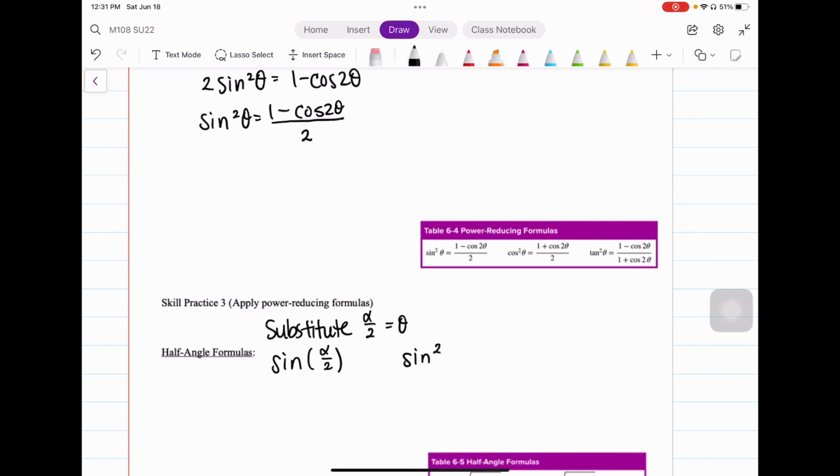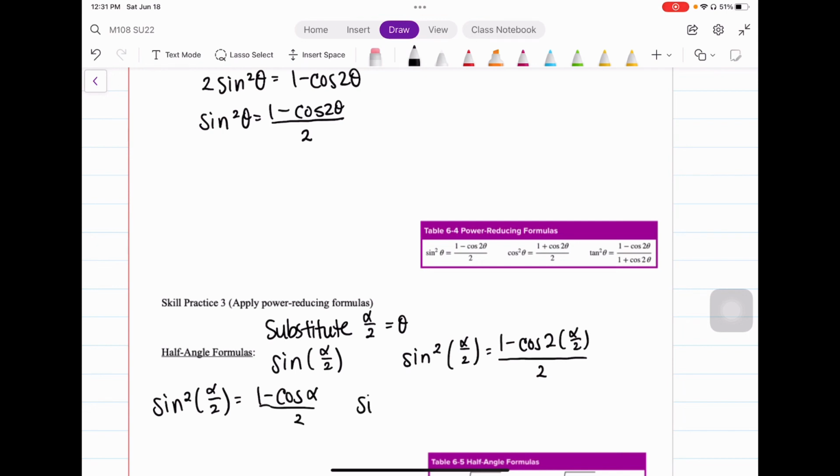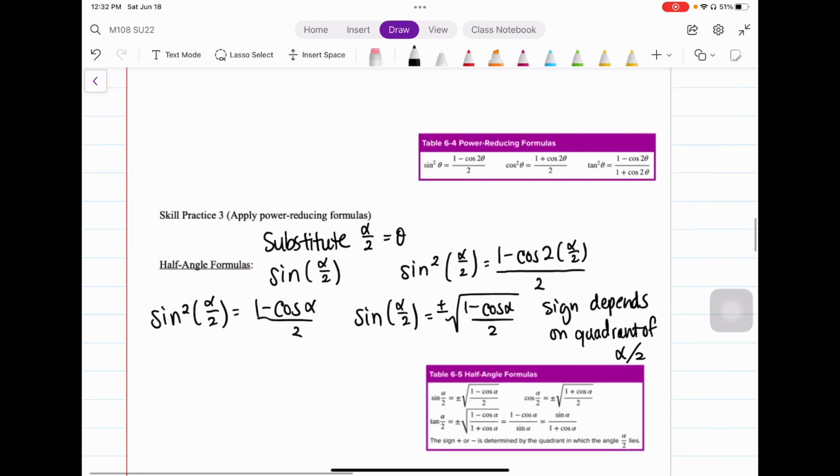Starting with our power reducing formula, we have sine squared of alpha over 2, that's equal to 1 minus the cosine of 2 times alpha over 2, those 2's are going to cancel, divided by 2. That gives us the sine squared of alpha over 2 is equal to 1 minus the cosine of alpha over 2, and then we can square root that. That means that the sine of alpha over 2 is equal to the square root of 1 minus the cosine of alpha over 2, both positive or negative depending on the quadrant. Here are the half angle formulas for sine, cosine, and tangent.